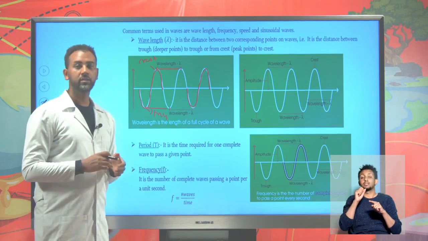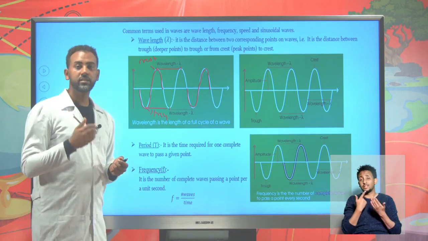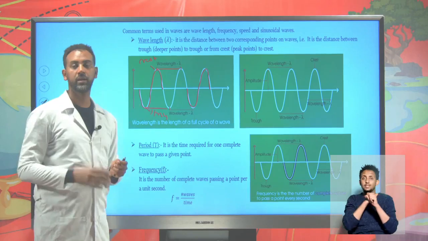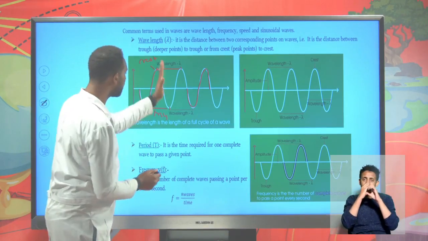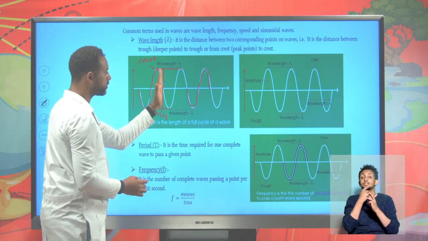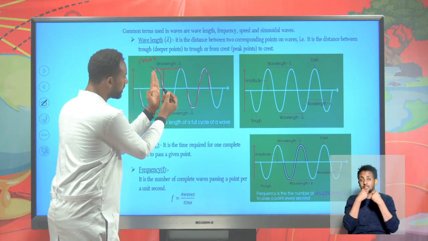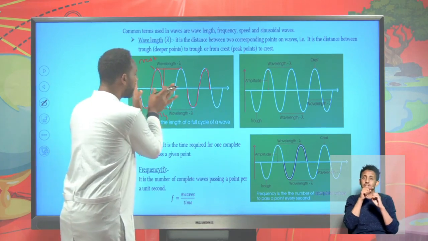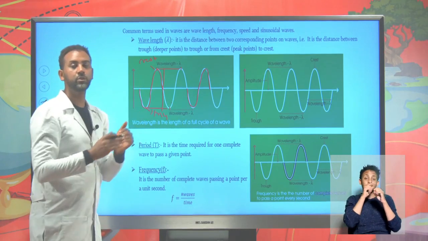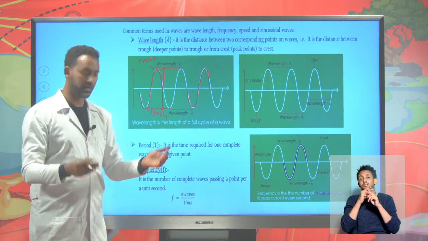Period is the time required for one complete oscillation in oscillatory motion, but here it is the time required for one wave to completely pass a given point of observation. For example, we are trying to observe this wave. Let's say that this is the point of observation. As this wave propagates to the right, you start to observe here, until it completely passes the given point of observation. So the time it takes for a given wave to completely pass is known as the period.